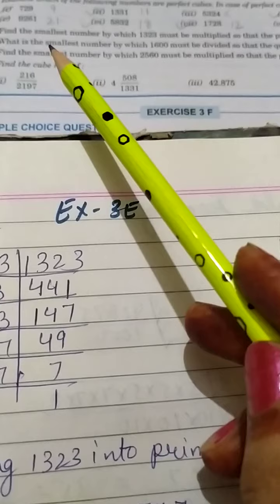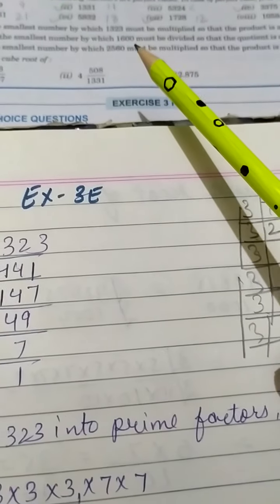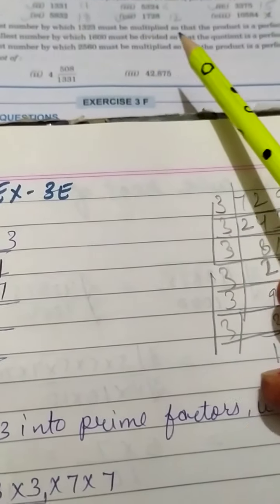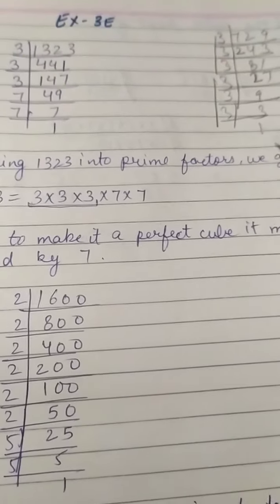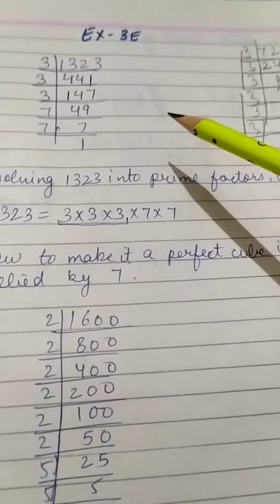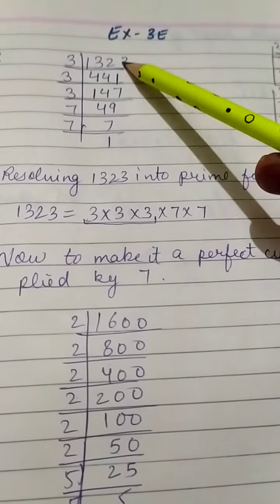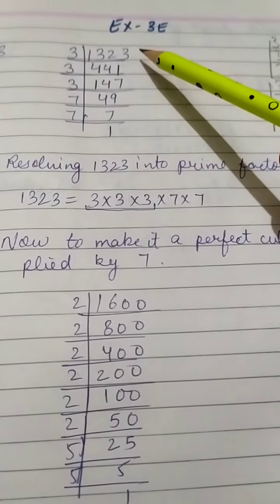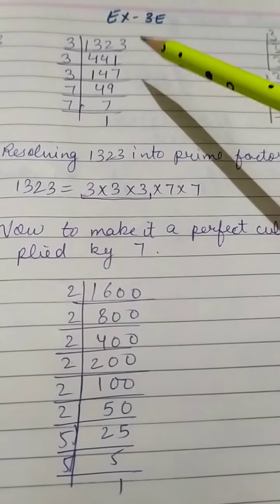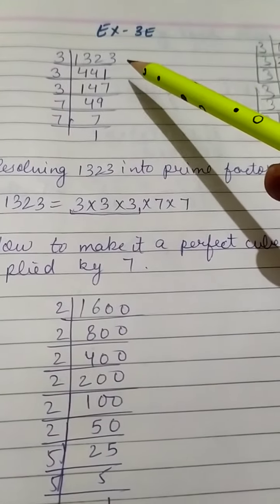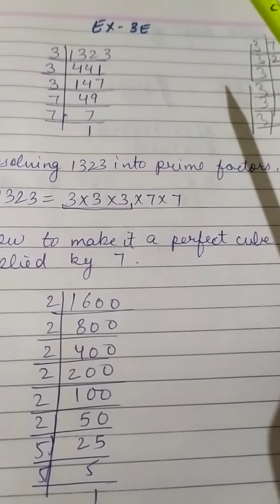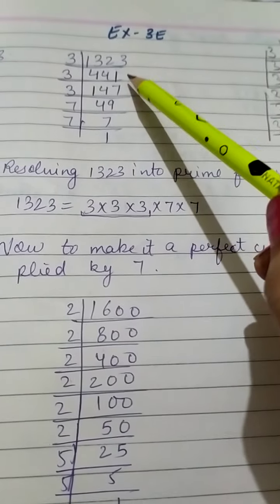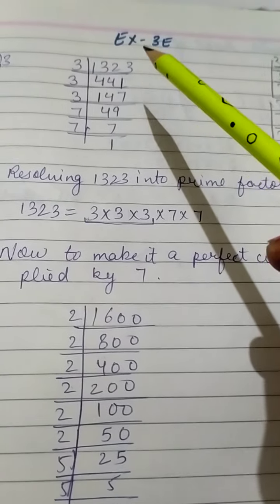Third question is, find the smallest number by which 1323 must be multiplied so that the product is a perfect cube. Now children, we have done this question in multiplication also. Means we have to find out a number. This number we have been given, okay, but it is not a perfect cube. So by which smallest number should we multiply so that it will become a perfect cube? We have to find out this.